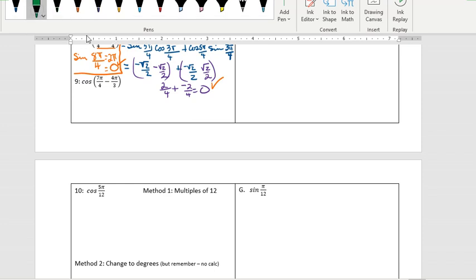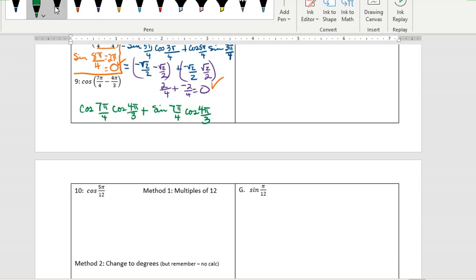All right, so number 9, a little bit different, and I'm not going to work this out all the way, but I am going to set it up. So the fact that it's cosine means I've got cosine, cosine, sine, sine. 7 pi over 4, cosine 4 pi over 3, and it's going to be plus sine 7 pi over 4 cosine 4 pi over 3.